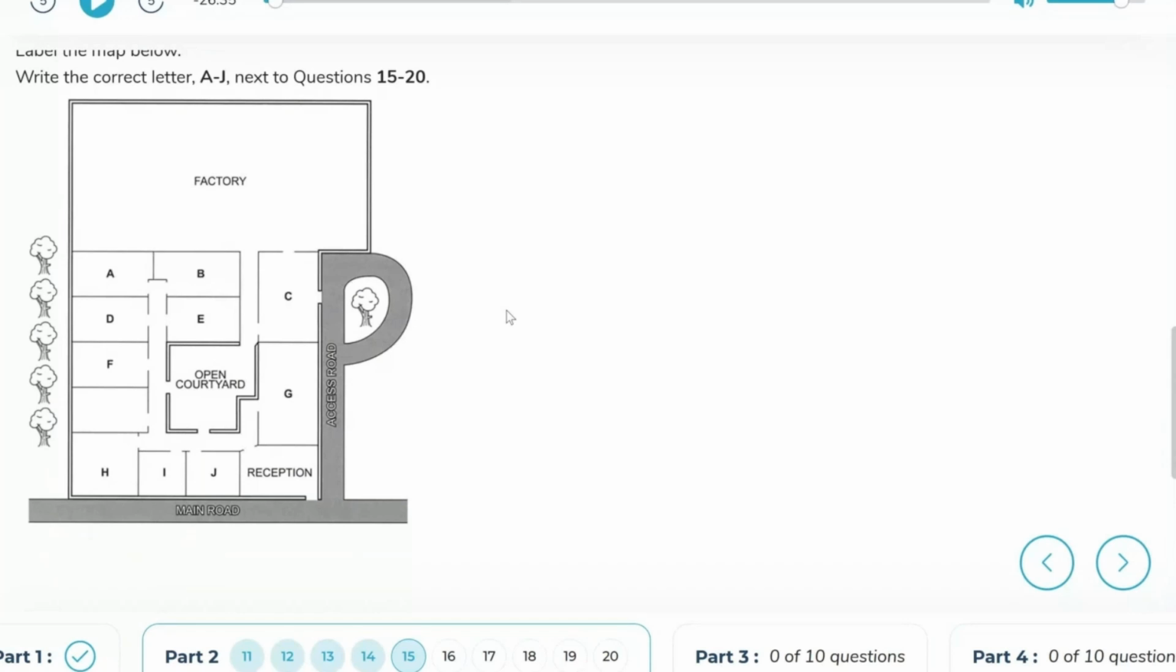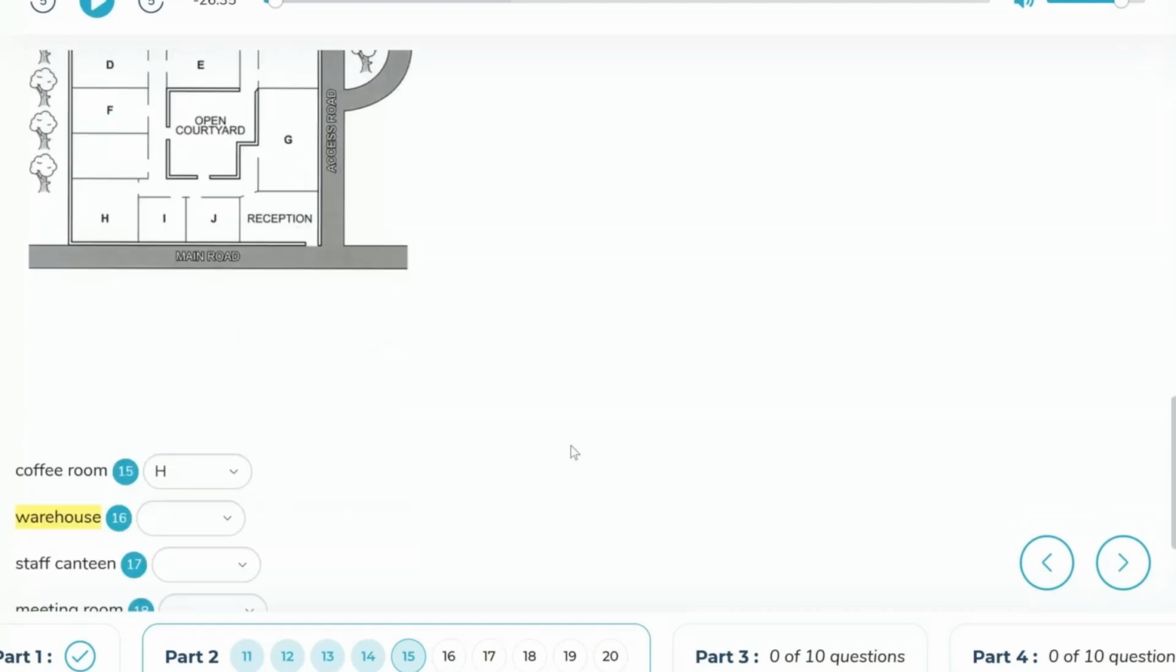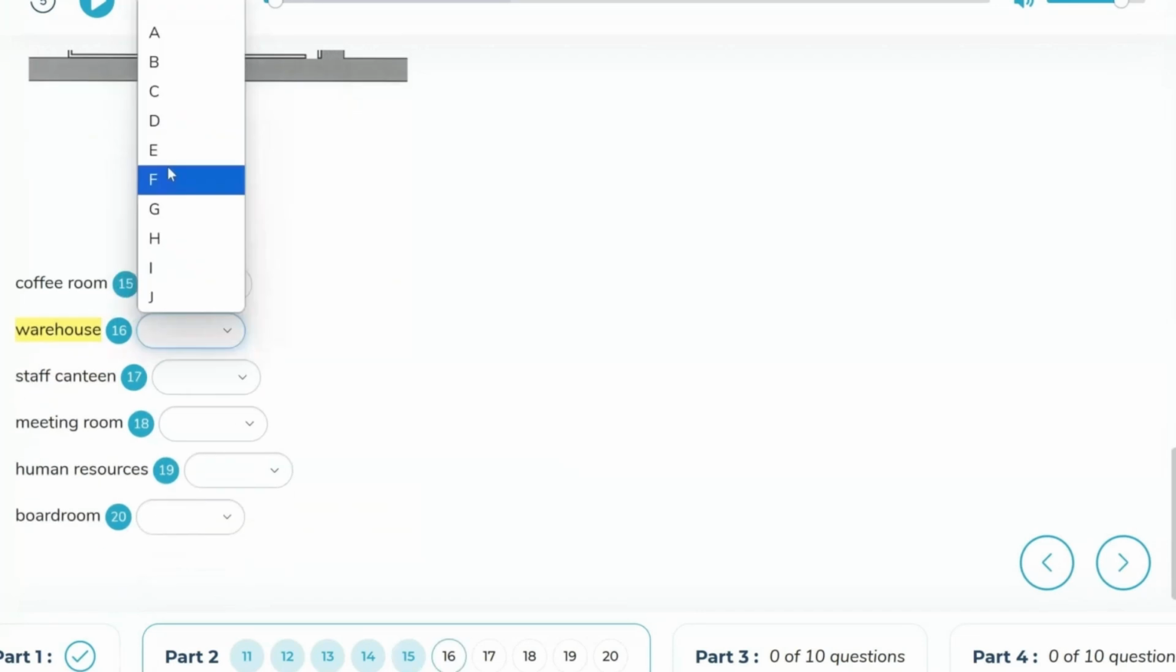Okay, far side of the courtyard. Far side means the end of the courtyard, the other side of the courtyard, and then turn right. So when you turn right, at the other side of the courtyard, the correct answer is option C.